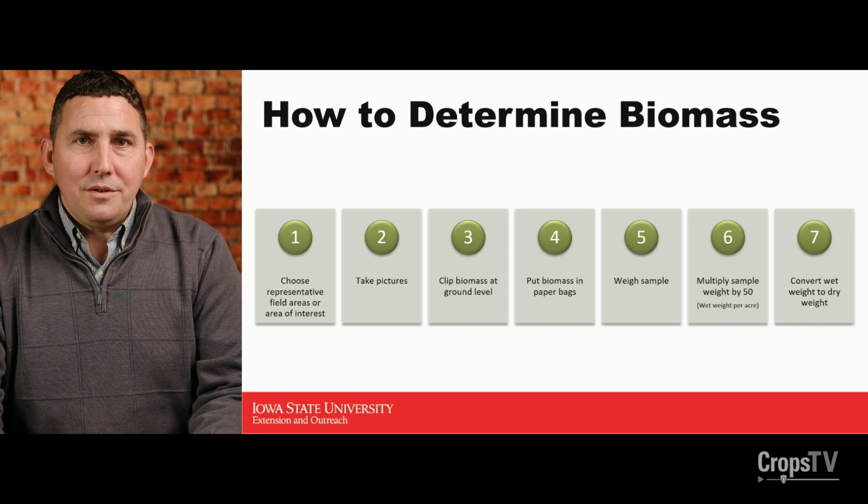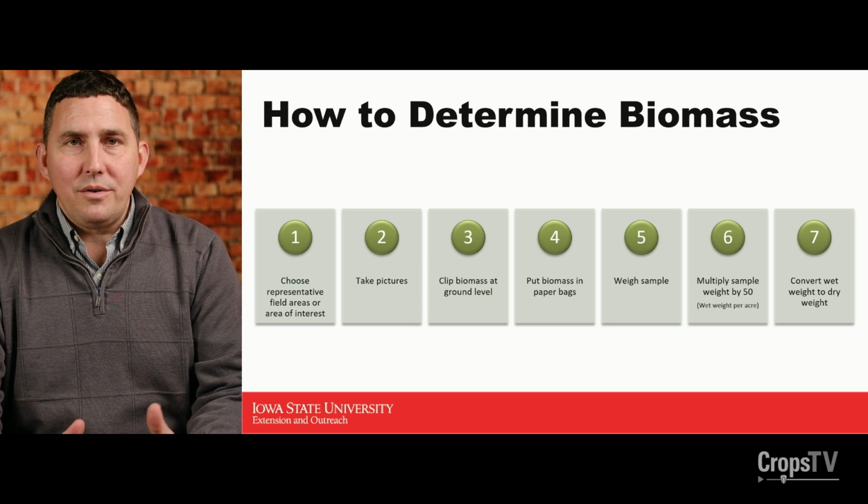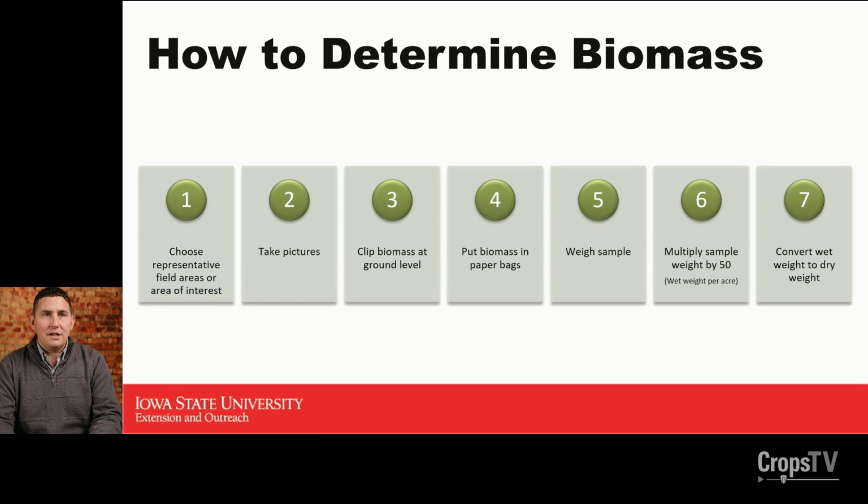So once we've got the equipment and we're ready to go, the first step really is to choose a representative field area or an area of interest. The idea here is that you want to know what you're sampling. If you have a field with a lot of variance in it because it was aerial seeded, and you have areas that are thicker versus thinner, you may choose multiple areas to get a good representative idea of how much biomass you have.